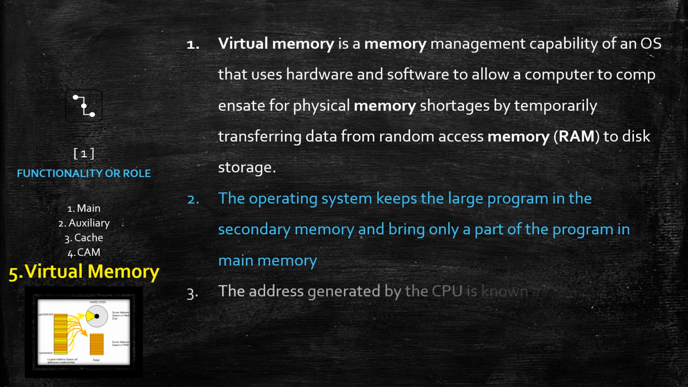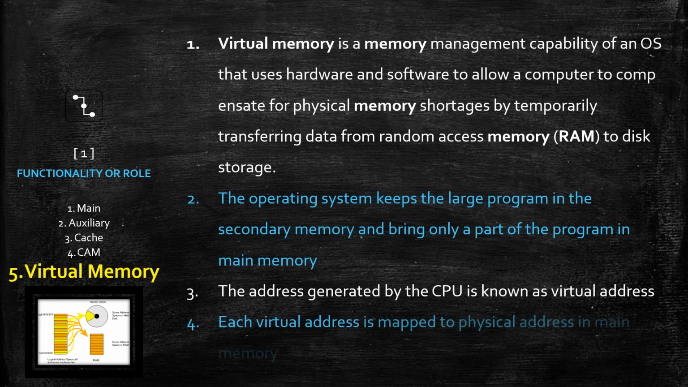The address generated by the CPU is known as the virtual address, and we have already seen that all these addresses are tracked by the virtual table, and each virtual address is mapped to a physical address in main memory only. So this is all about virtual memory and how it works.